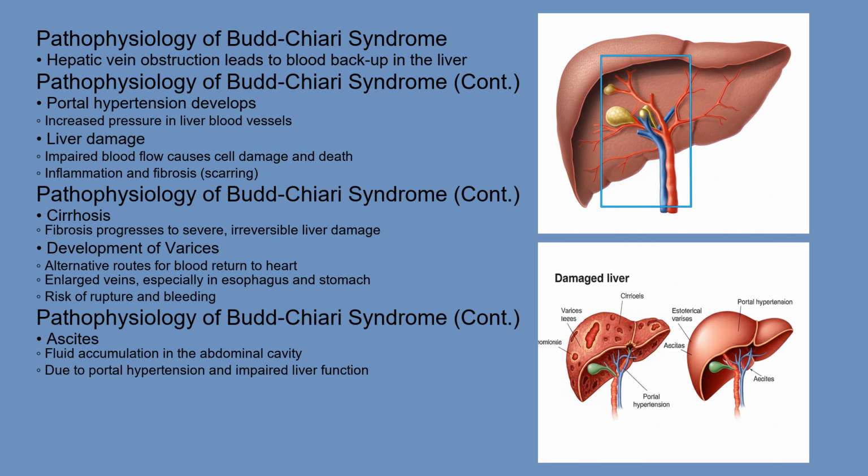Over time, this fibrosis can progress to cirrhosis, a severe and irreversible form of liver damage. The increased pressure in the portal system also forces blood to find alternative routes to return to the heart, leading to the development of varices, which are enlarged veins, particularly in the esophagus and stomach. These varices are prone to rupture and bleeding, a serious complication of Budd-Chiari syndrome. Ascites, the accumulation of fluid in the abdominal cavity, is another consequence of portal hypertension and impaired liver function.